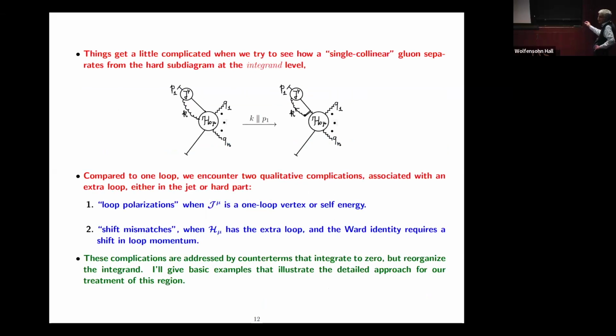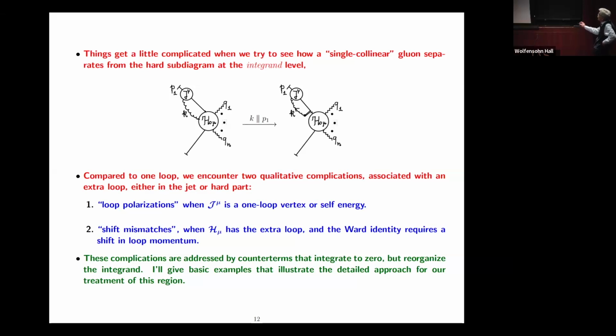So things get a little more complicated when we try to see single collinear limits, where we have a loop either within an incoming jet or in the short distance function. And here there are 2 things that can happen, 2 qualitative complications associated with the extra loop, which is either in the jet or the hard part. There are terms we call loop polarizations, where the polarization vector of this momentum k becomes proportional to the momentum flowing in this loop in the jet. So there's like some L mu that has nothing to do with the direction of k. Those all integrate to 0 because the jet one-loop function can't depend on the loop momentum after you've integrated over the loop momentum. But locally, you have to deal with it.